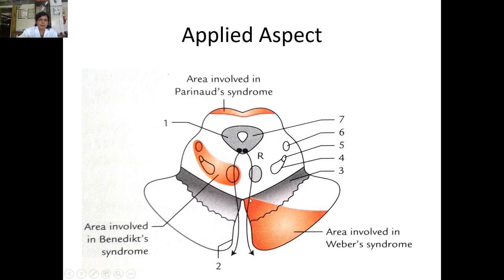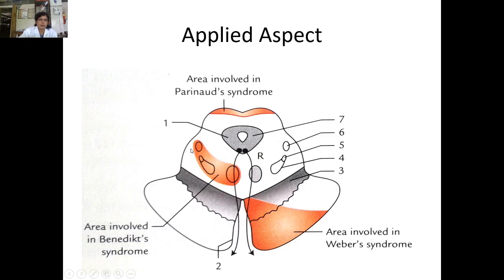Then there is loss of the accommodation reflex due to paralysis of the medial rectus, and there is dilatation of the pupil because the parasympathetic fibers arising from the Edinger-Westphal nucleus are damaged along with the oculomotor nerve. So there is paralysis of the sphincter pupillae muscle, and hence dilatation of the pupil. So this is Weber's syndrome.